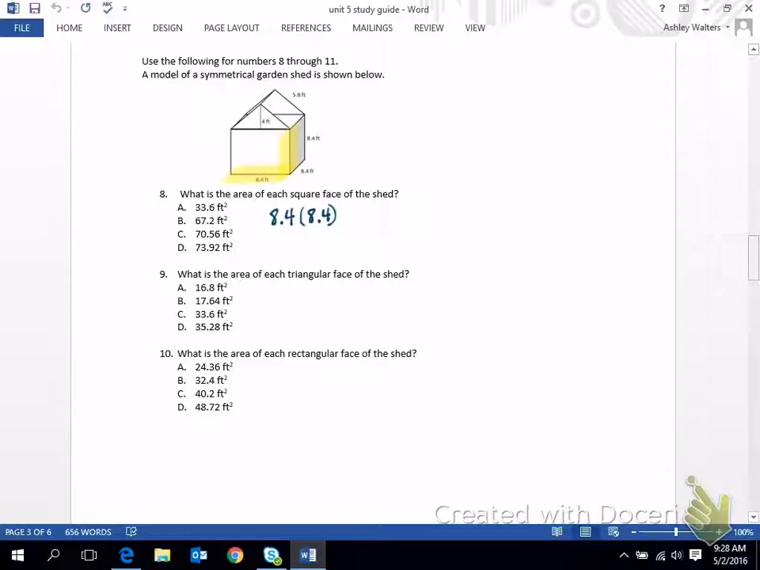So that is also the same thing as saying 8.4 squared, because that's what you're doing when you're multiplying something by itself. And 8.4 squared, or 8.4 times 8.4, is 70.56. So that is C.